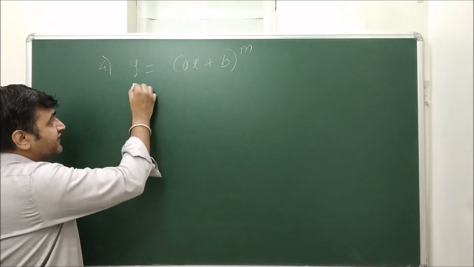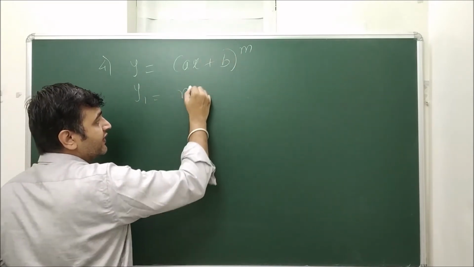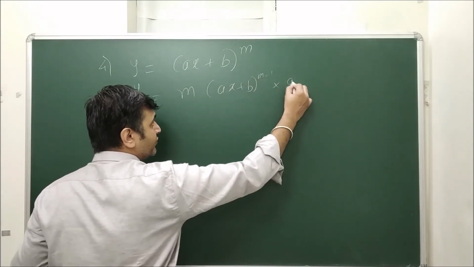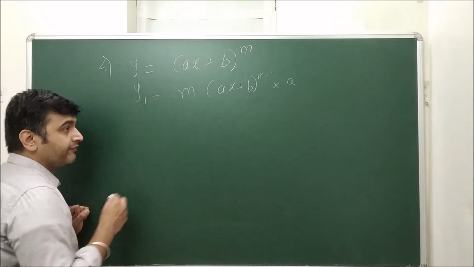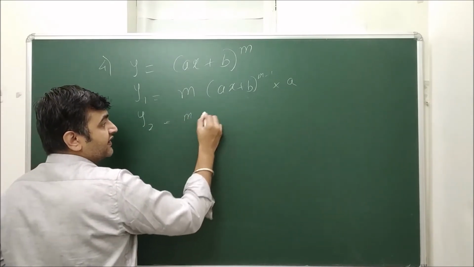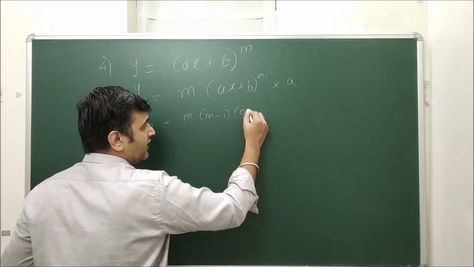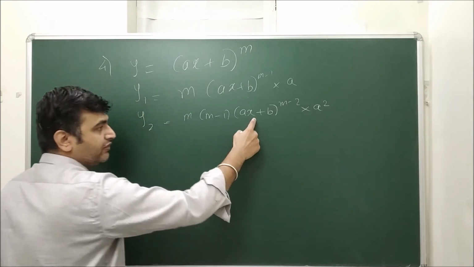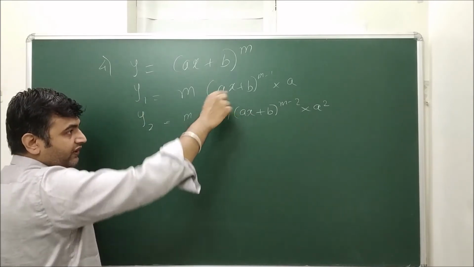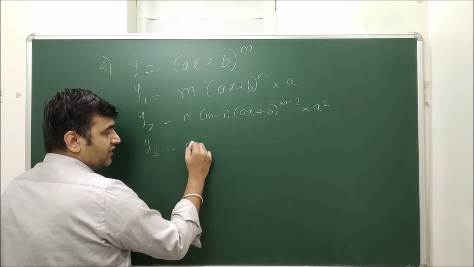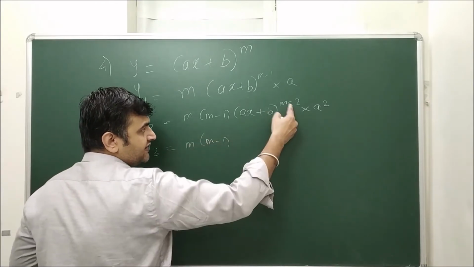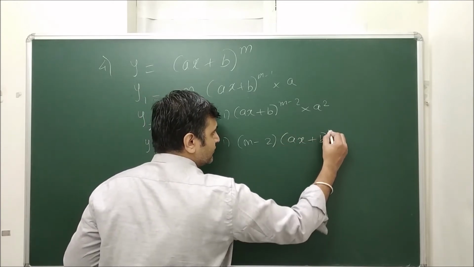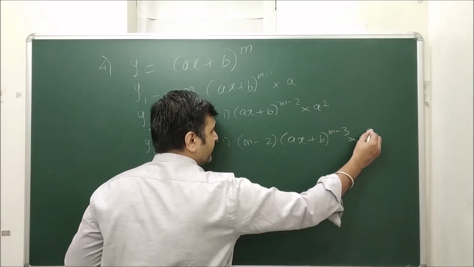Okay, so what is the first derivative? y1: you take m at the front, ax plus b raised to m minus 1, into, by chain rule, the derivative of ax plus b, which is a. What is y2? This m minus 1 will come at the front, ax plus b raised to m minus 2 into a square, because again you take the derivative of this, you again get a. So a into a is a square. You take the third derivative, m into m minus 1 will be as it is. This m minus 2 will come at the front, ax plus b raised to m minus 3 into a cube.